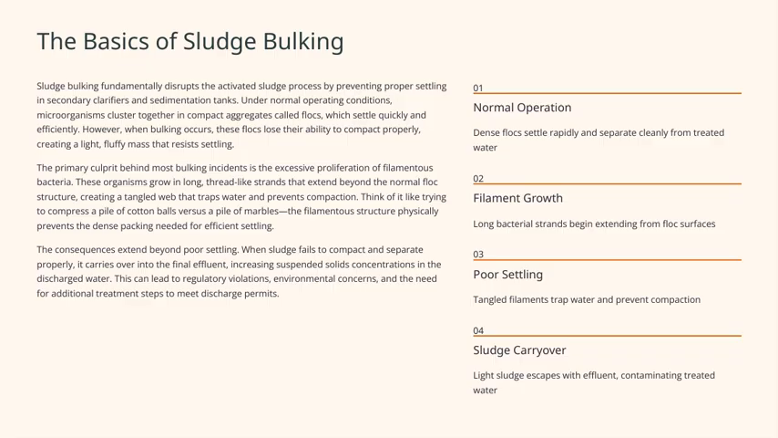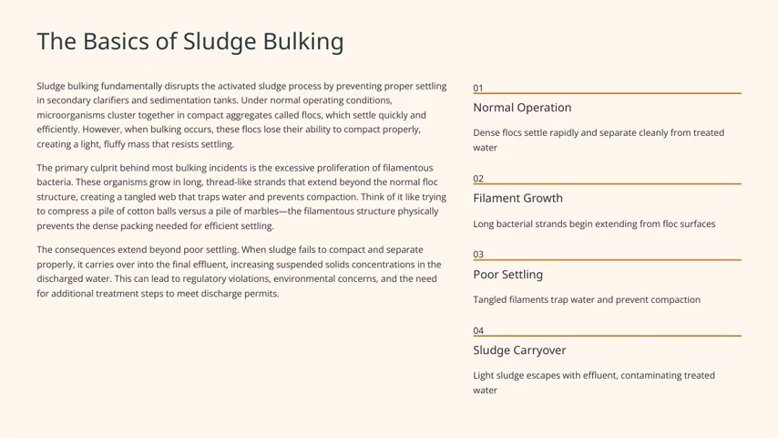These bacteria grow in long, thread-like strands that extend beyond the normal flock structure. Think of it like trying to compress a pile of cotton balls versus a pile of marbles. These tangled filaments physically prevent the sludge from packing densely enough to settle properly.